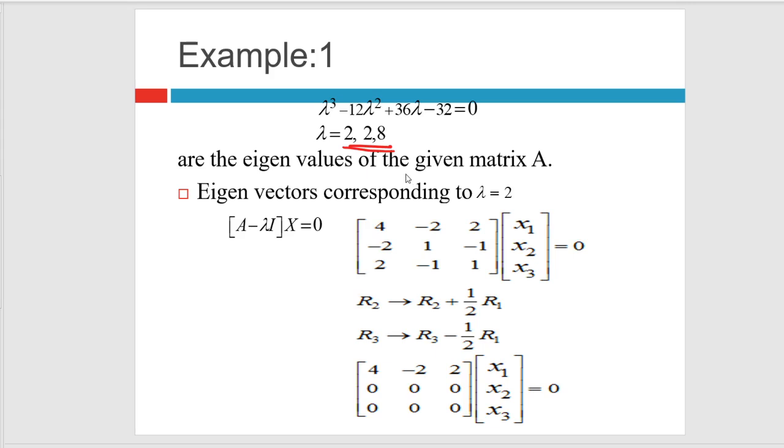Now we will find the eigenvector corresponding to lambda equal to 2, 2, 8. First we consider 2. We apply A minus lambda to the diagonal elements, the remaining elements stay as they are, and then we reduce this to 0 in the first column by using R1.